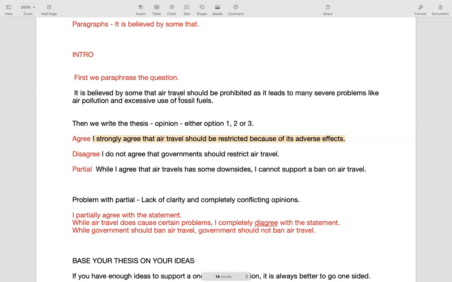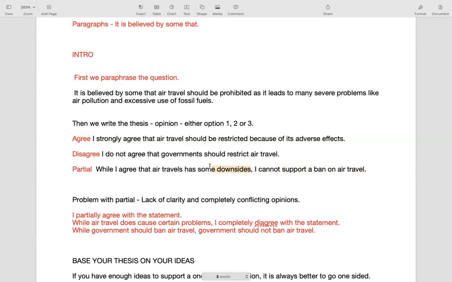See, when someone tells me air travel should be restricted, I am against that. I don't want restriction on air travels. So I write, I cannot support a ban on air travel. But I do agree that it causes problems. So I played clever. I said, while I agree that air travel has some downsides, I cannot support a ban on air travel. So I'm agreeing that there are downsides, but I cannot support a ban.